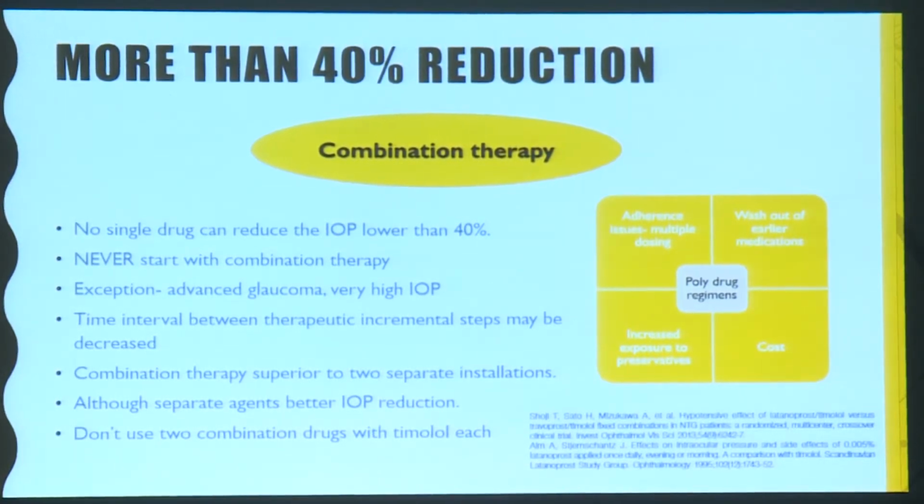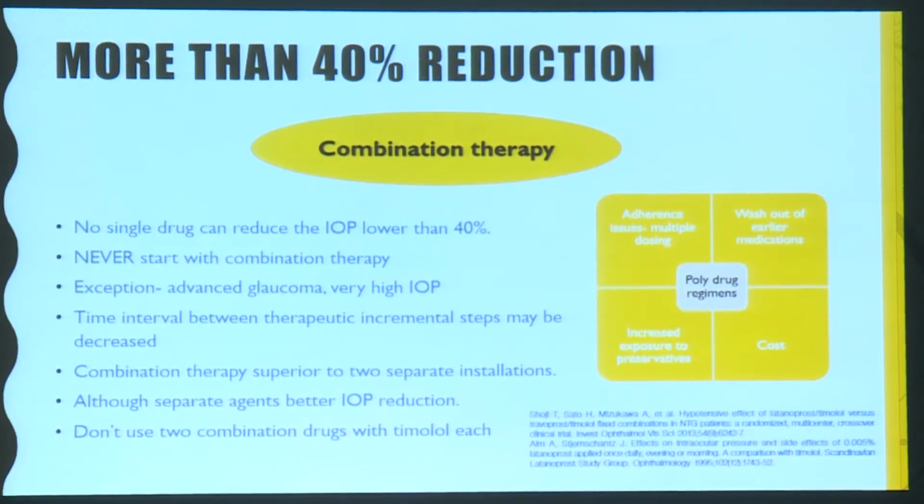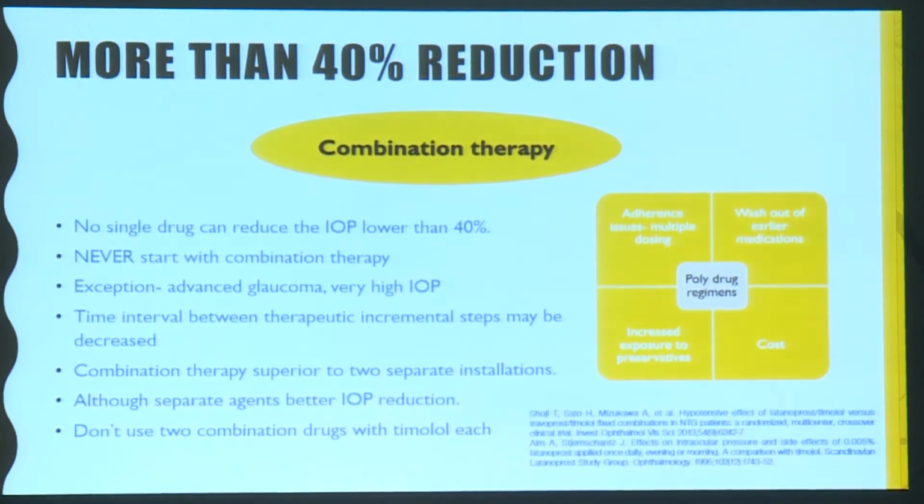However, don't start with combination therapy, except of course when the patient has advanced glaucoma and very, very high IOP. The trick here is that the time interval between therapeutic incremental steps can be decreased. Combination therapy is superior to polydrug regimens because cost is lower, there are no adherence issues, there will probably not be washout of earlier medications, and there is decreased exposure to preservatives.